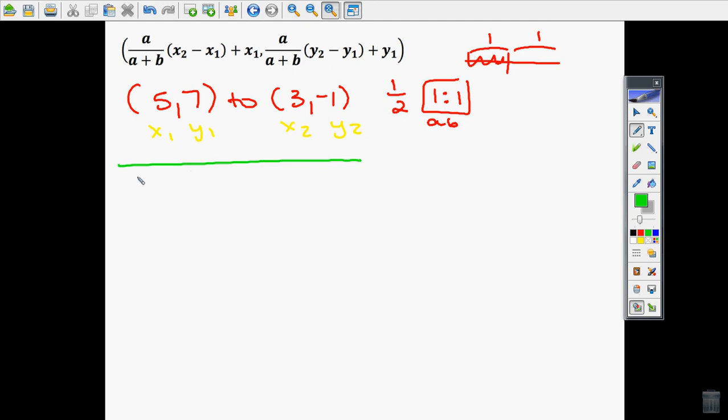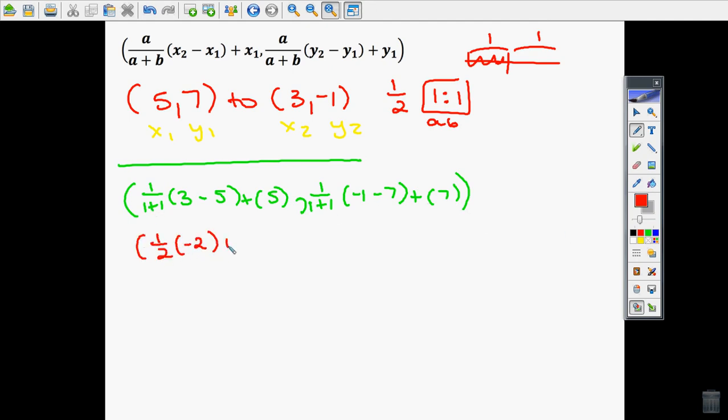When I plug in, I have A over A plus B, which is 1 over 1 plus 1, times x2 minus x1, plus x1. And for y, A over A plus B times y2 minus y1, plus y1. This is going to be 1/2 times -2, plus 5. And then this is going to be 1/2 times -1 minus 7, which is -8, plus 7.